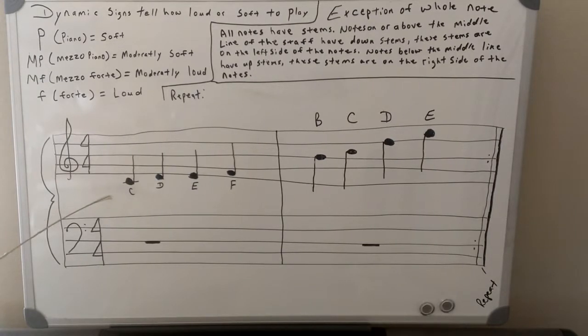You might see an MF written in here. What does MF stand for? Mezzo forte, moderately loud. And you might see an MP written here. What does that mean? Mezzo piano. That means moderately soft. Okay, you might see an F written in here. What does that stand for? That stands for forte, which basically means loud. Okay?